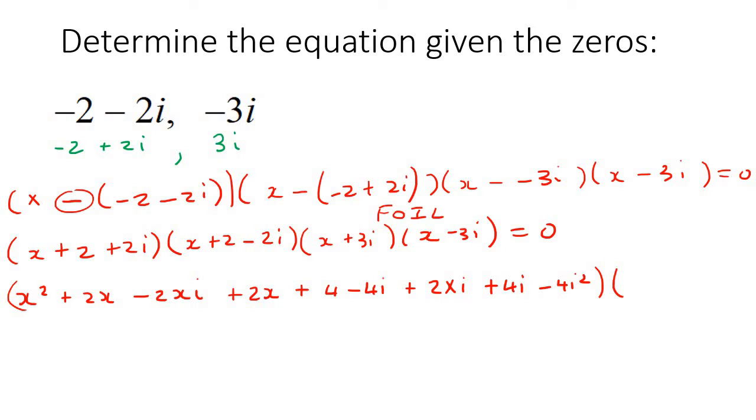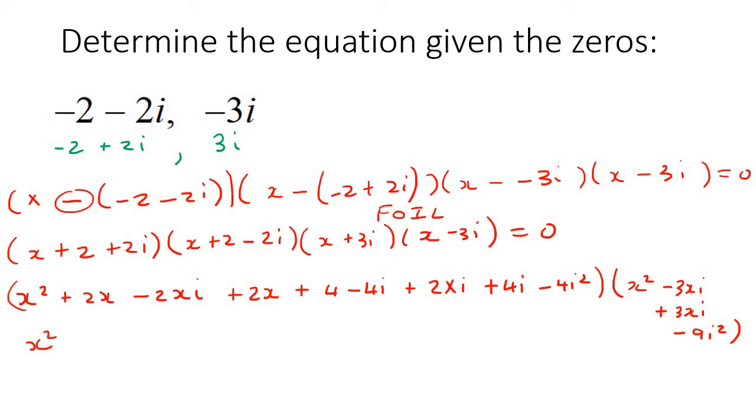So first times first is going to give us x squared. The outers is going to give us negative 3xi. The inners is going to give us 3xi because that's these two. And then the last would be negative 9i squared. Okay, now we're just going to simplify this bracket a little bit further.